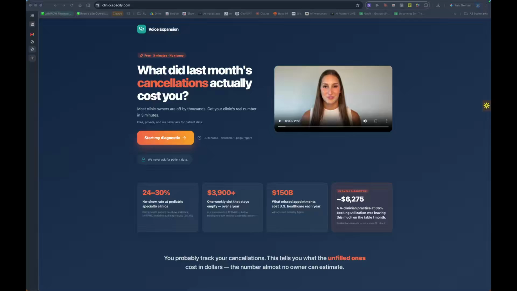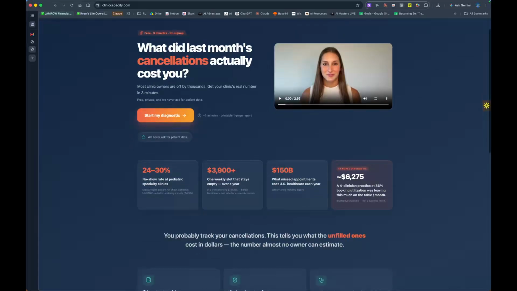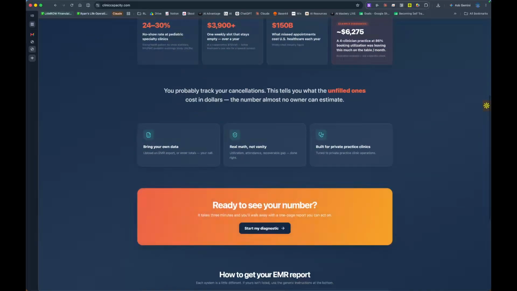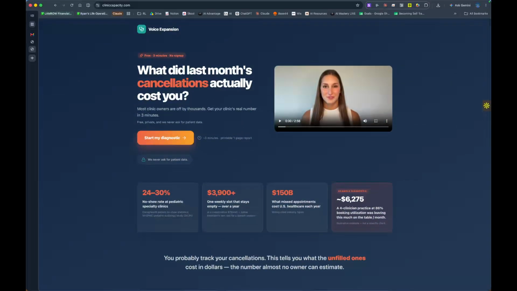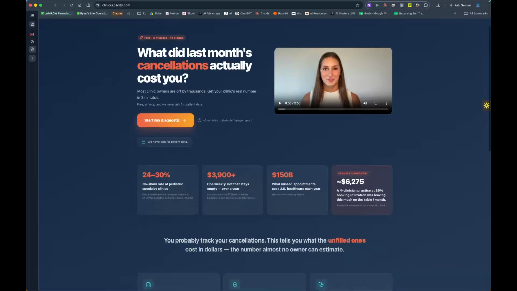It is done, guys. We have finally launched the official version of Clinic Capacity. I couldn't be more excited to finally have a tool that is functioning and working. And I just kind of want to show you guys around here. Basically, this is a calculator that helps you see what last month's clinic cancellations cost the clinic.